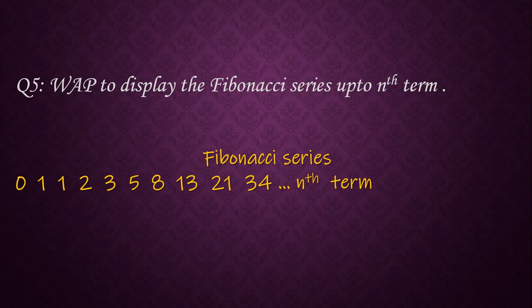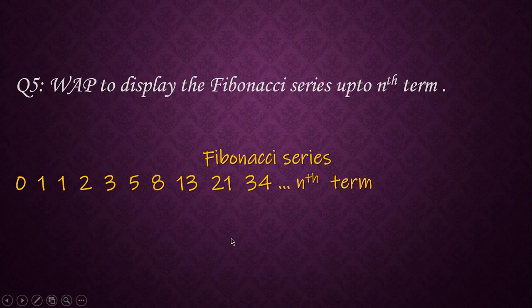So see here, first two numbers are 0 and 1. So 0 plus 1 equals 1. 1 plus 1 equals 2. 2 plus 1 equals 3. 3 plus 2 equals 5. 5 plus 3 equals 8. So in this manner, we see that the new number that will be generated is the sum of the previous two numbers.